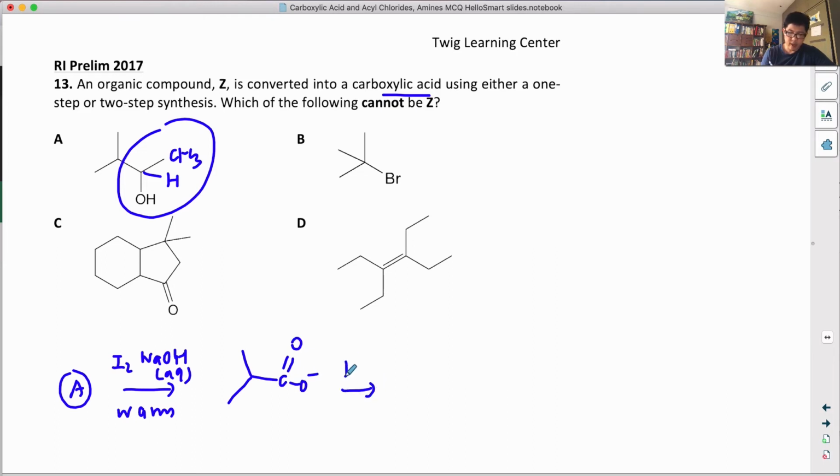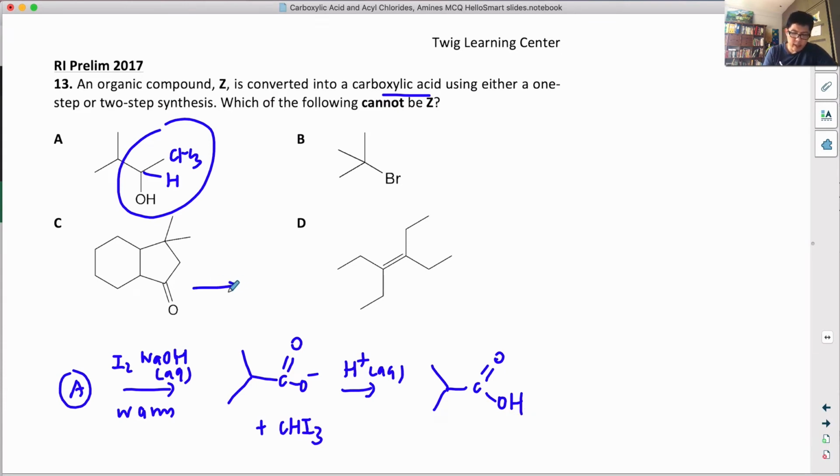Then if you further add H plus aqueous, this one plus of course CHI3. If you continue to add H plus, of course you get your COOH. So you have 2 steps. Okay, let's try this one.